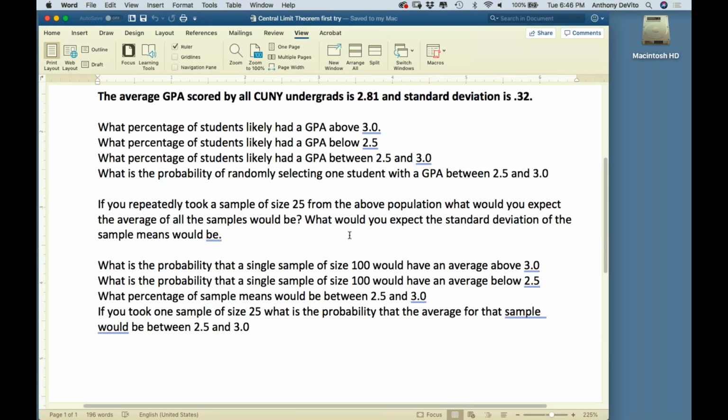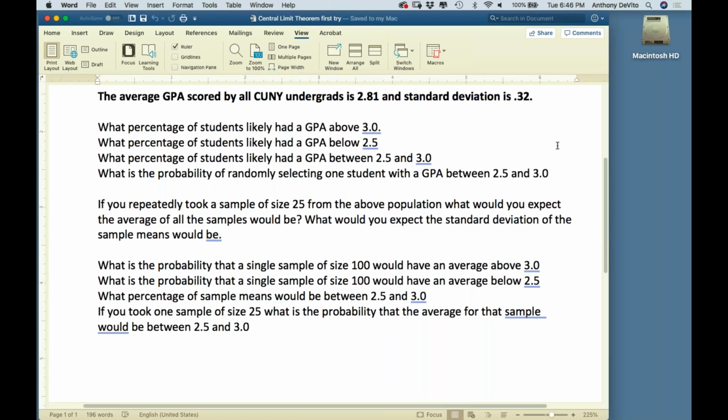How many of you like using the Z table versus Excel? How many of you prefer to use Excel? Oh, most of you like to use Excel. Okay, I'm going to do it both ways for the first one, but then I'm just going to stick to Excel since most people seem to like to use Excel.